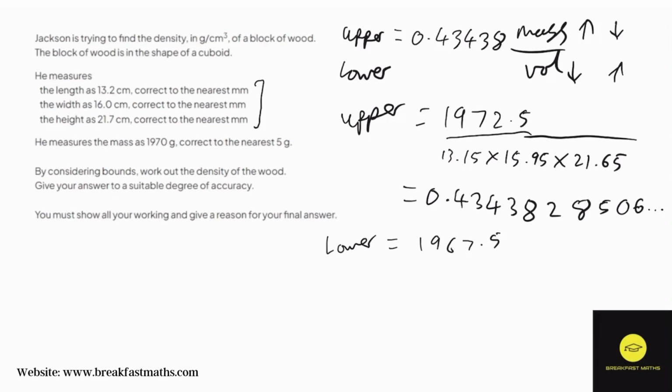So this is going to be 1967.5, because we're going 2.5 grams below, so half of whatever it is rounded to is what your bound can be. And then for the volume to the nearest millimeter, we're rounding each of these up, so this is going to be 13.25 times by 16.05 times by 21.75, and this is all still under one fraction.